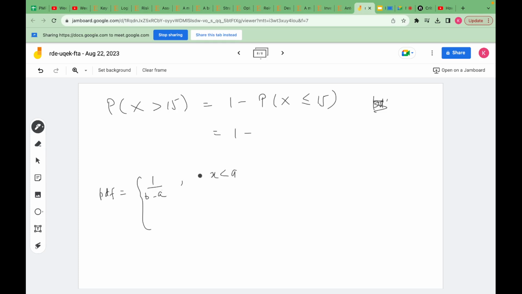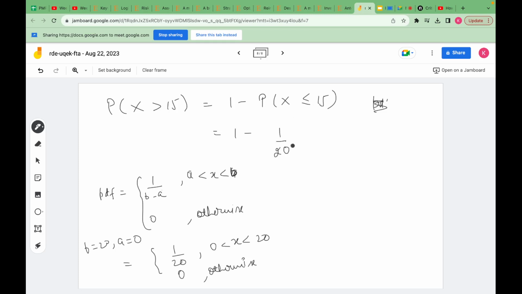When x is between a and b, and it is 0 otherwise. So now this b is 20 and a is 0. So the PDF is 1 upon 20 when x is between 0 and 20, and 0 otherwise. So this is nothing but the integral of 1 upon 20 dx, where x varies from 0 to 15.